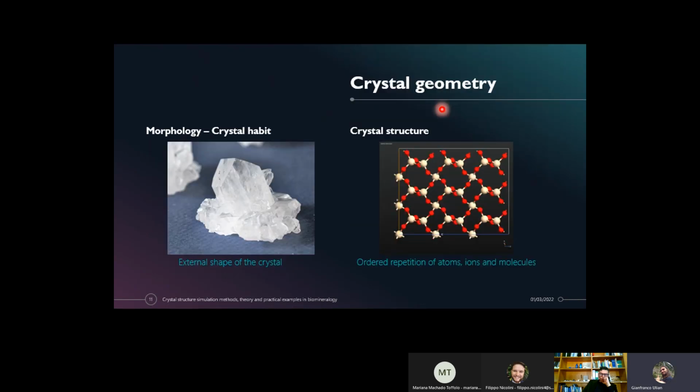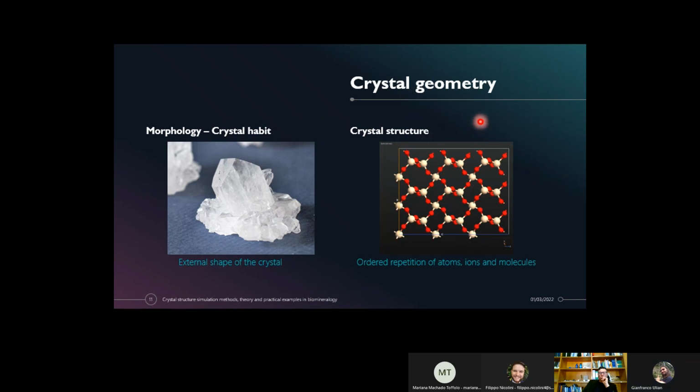So, when we talk about crystal geometry, we distinguish between two features. On one side, we have the morphology, that is also called the crystal habit, that is the external shape of the crystal. Here we can see a quartz crystal. You can see its shape. This is almost prismatic. And then we talk about the crystal structure, that is the ordered repetition of atoms, ions, and molecules inside the crystal. So on one side, this is a macroscopic property. The crystal structure is a microscopic, atomic scale property.